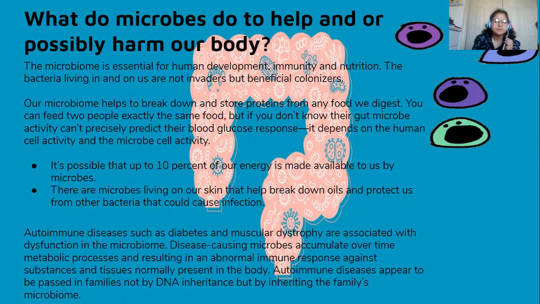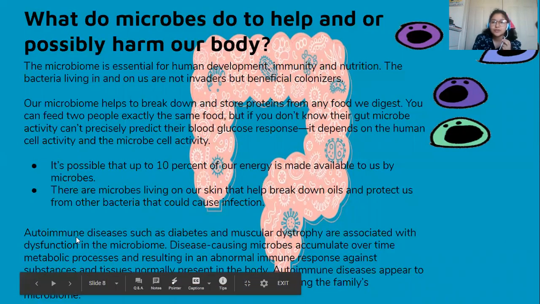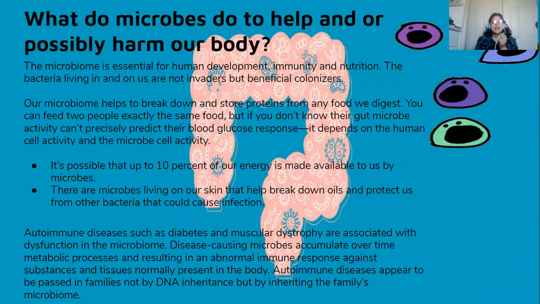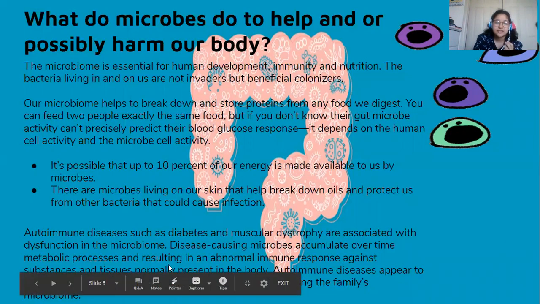I was talking about dysbiosis in the vocab, so this is where it comes in. Autoimmune diseases such as diabetes and muscular dystrophy are associated with this dysfunction in the microbiome. These accumulate over time, and eventually this could be passed down through the family's microbiome, not so much through DNA inheritance, to future members of the family.